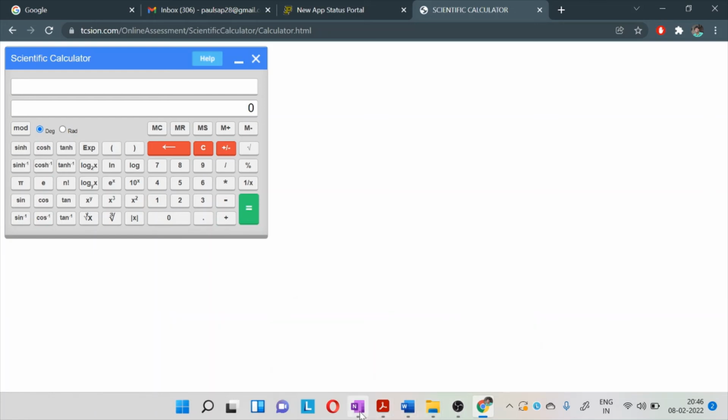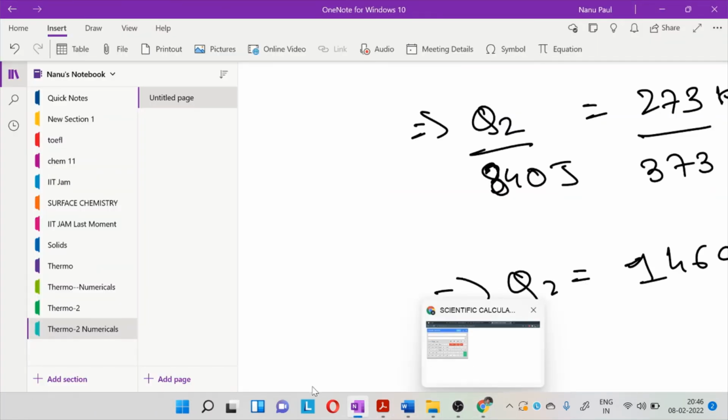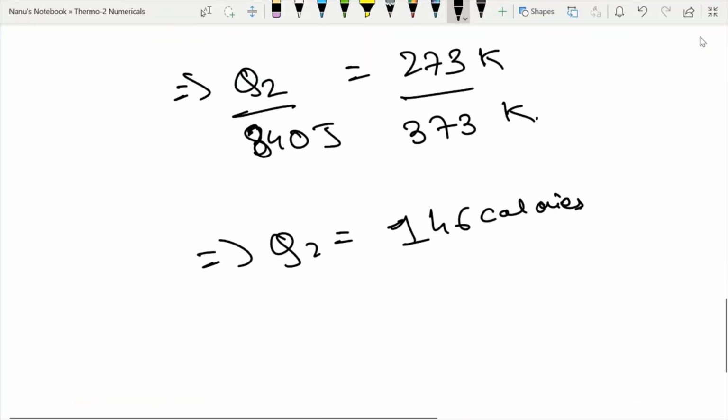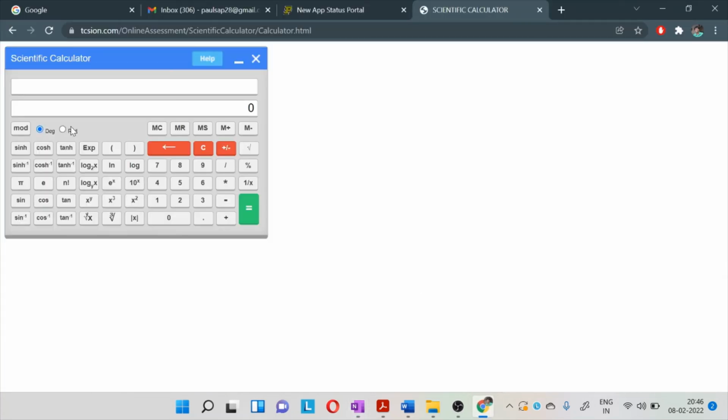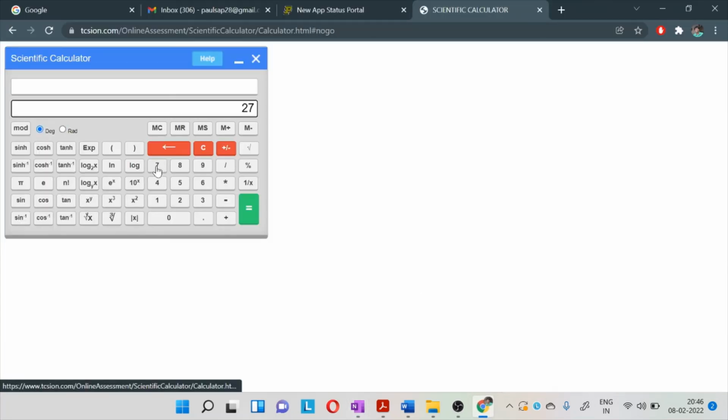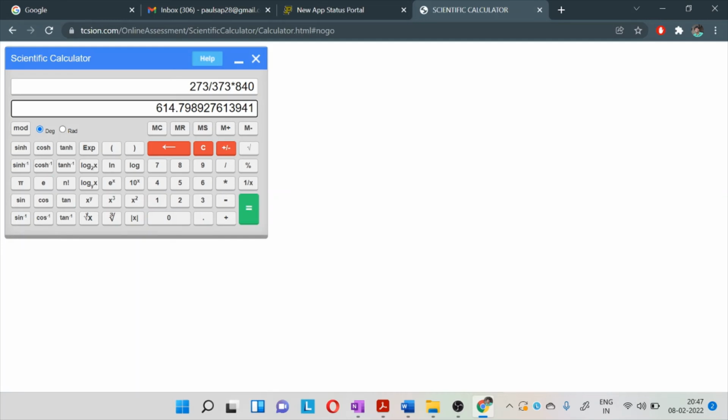Again, this is another part where you can make mistakes, when you're transferring data from your rough pad to your calculator. You can make a mistake over there, so be careful and do check whether you're not making a mistake, right? So this is 273 divided by 373 into 840, right? 840 joules. This is coming as 614.79, okay, whatever it is.